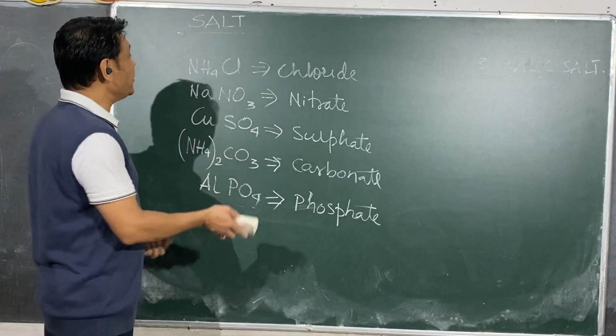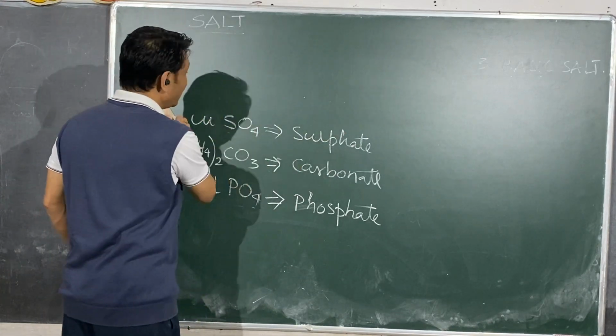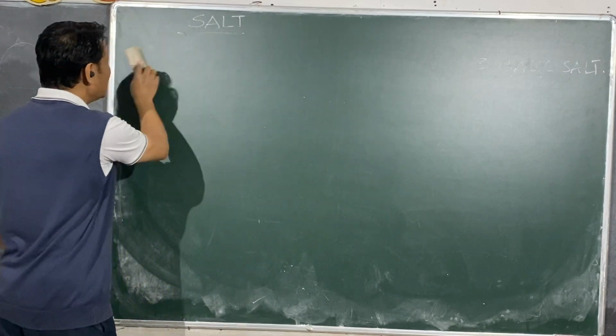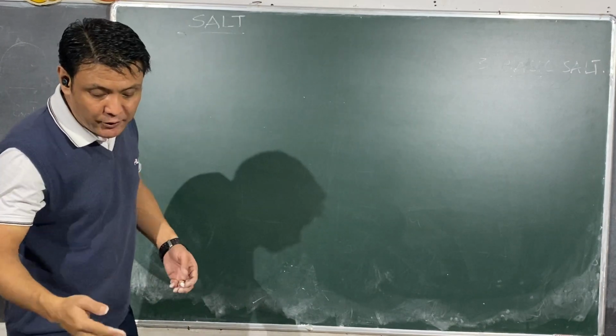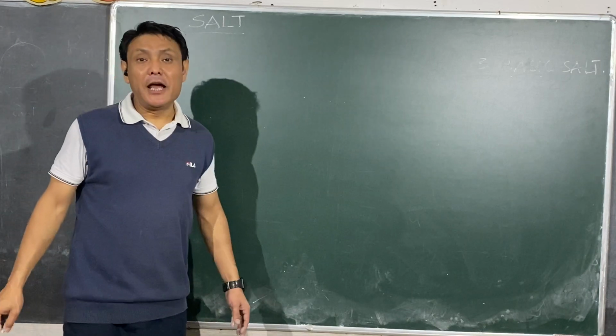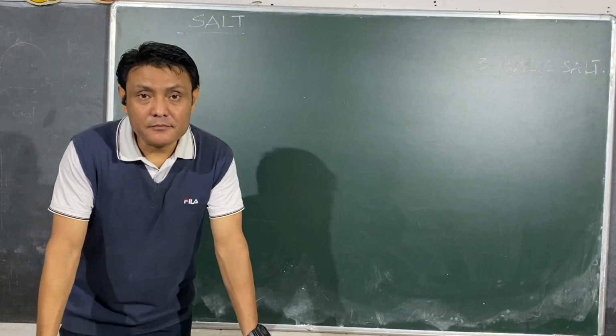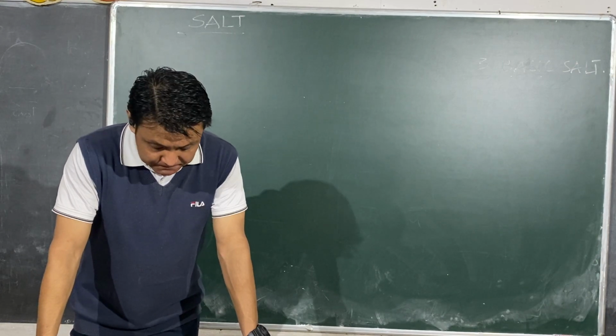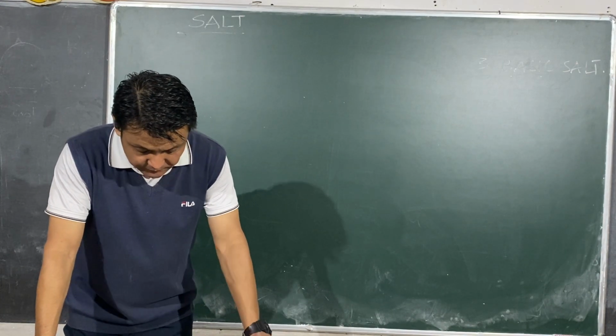So this is for you to understand what a salt is. So again, what is a salt? A salt is a compound formed when the replaceable hydrogen ion of an acid is completely or partially replaced by a basic radical, metal or ammonium.